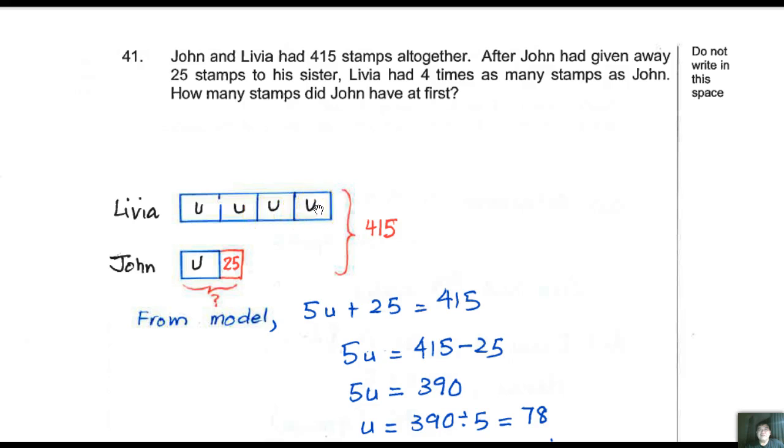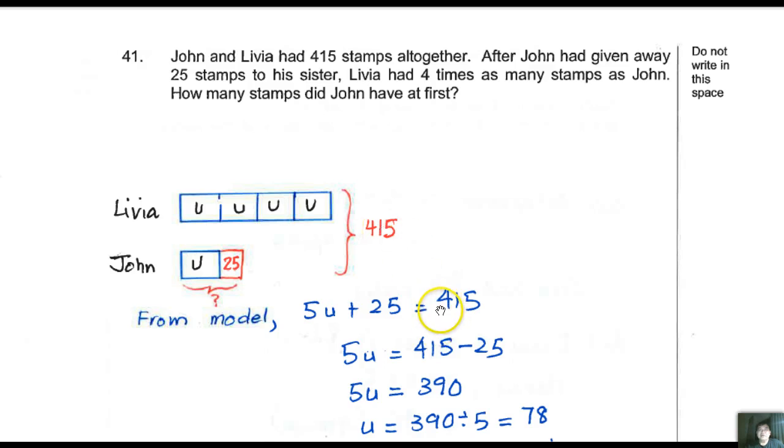This here, 4u, 5u plus 25. Total is 415. Okay. When 25 is given away, it is being left with 1u, 2u, 3u, 4u, 5u. Right? Take a look here. 5u plus 25. Okay, it means this 1, 2, 3, 4. 5 plus 25. Total is this.